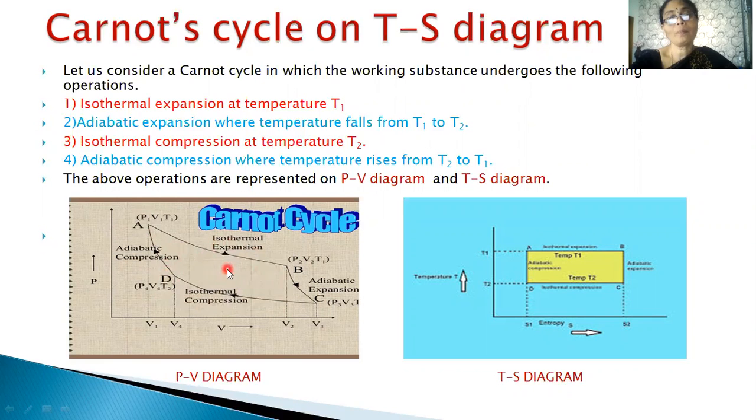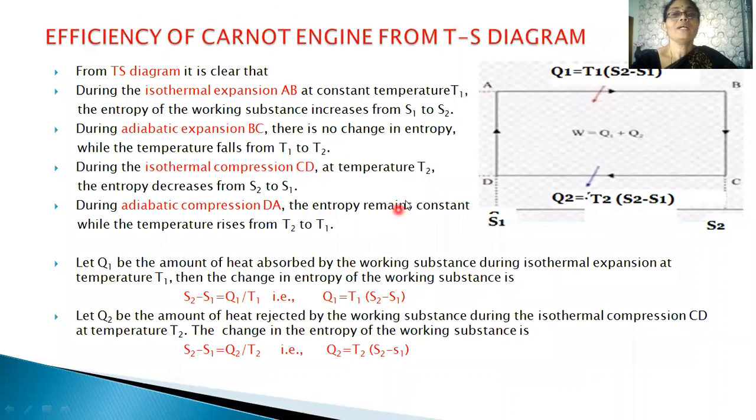All these 4 operations are represented on the PV diagram as well as the TS diagram. On the PV diagram, we can note down the changes in pressure and volume, while the corresponding changes in temperature and entropy can be noted on the TS diagram. Now let's calculate the work done by the Carnot's engine from the TS diagram, and ultimately estimate the efficiency of the Carnot's engine from the TS diagram.